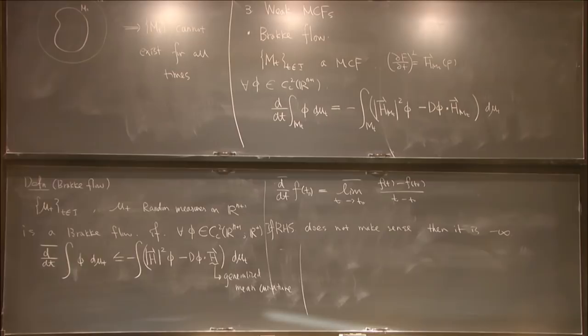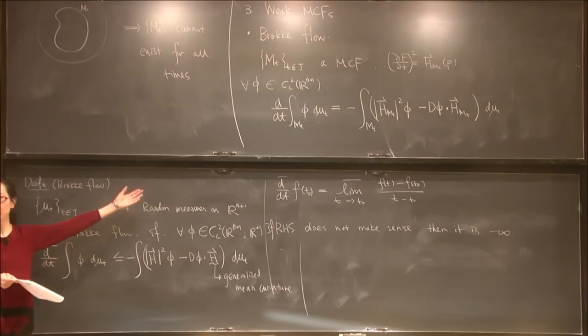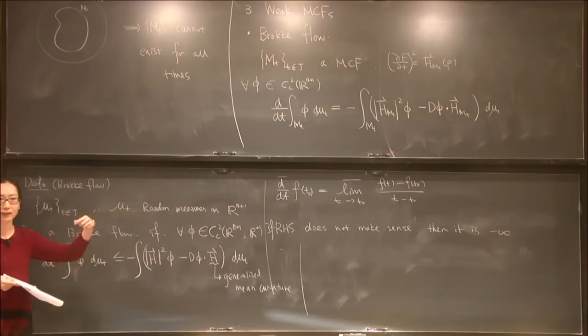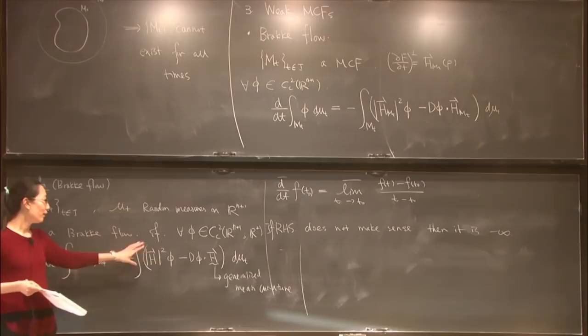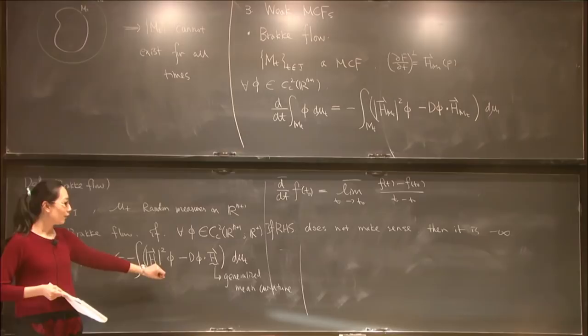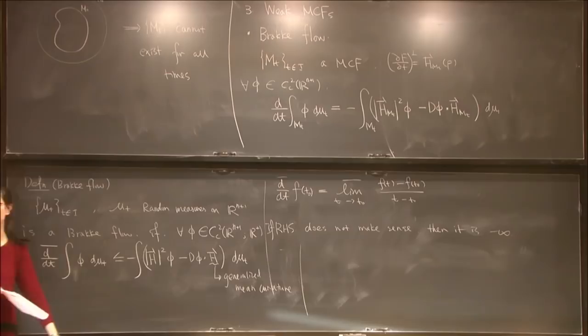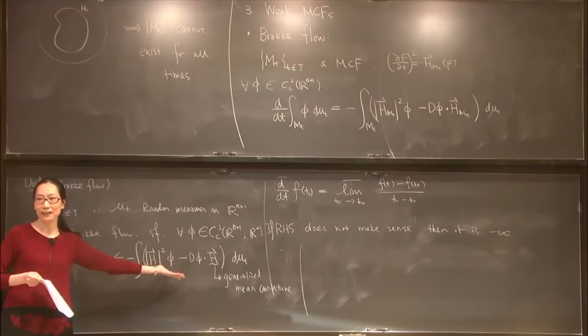Is that a measure or something? Actually in the definition it's not assumed, but in practice initially you always assume it is rectifiable. Then Brakke or Ilmanen actually proved that for almost every t it is rectifiable. But in the definition that I use, which I copied from Ilmanen's paper, he didn't assume rectifiability, but he has a different notion. I just take a shortcut, saying that if it doesn't make sense, it's minus infinity. It's the same as his notion. For instance, if mu_t is not rectifiable, then of course the right-hand side doesn't make sense, so it's minus infinity.